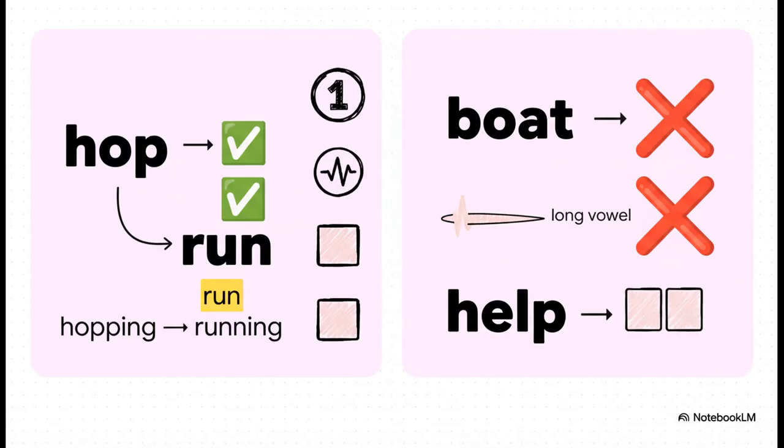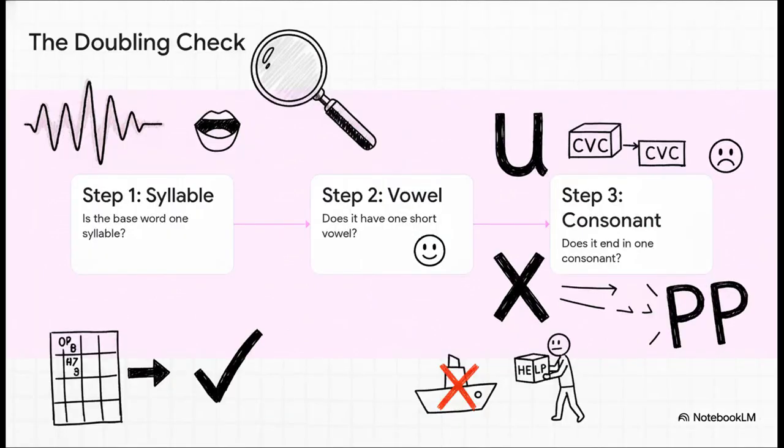Now, this is where you can literally see the pattern in action. Look at hop and run. They meet the conditions so that last letter gets doubled. See, that extra consonant is like a little guard protecting the short vowel sound. Without it, hoping would look like it comes from hope. But then look at boat. It has 2 vowels, not 1. And help ends in 2 consonants, so no doubling needed. See? A system.